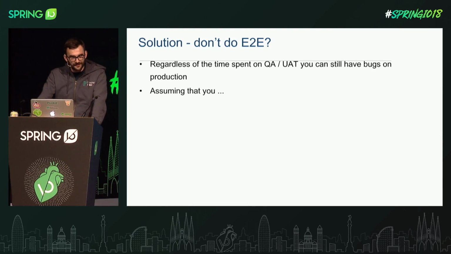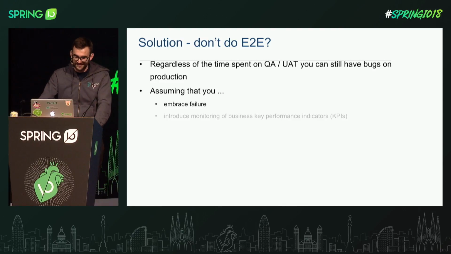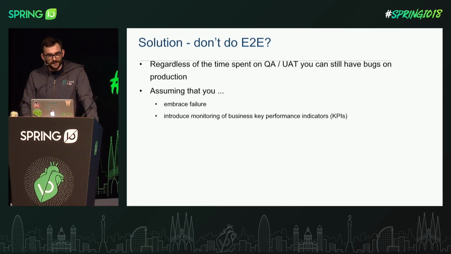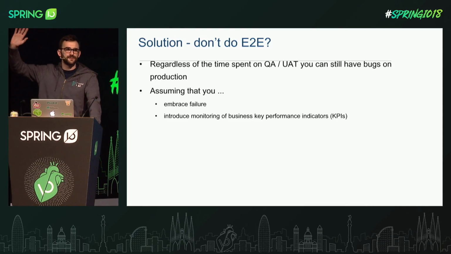So, assuming that you embrace failure, it's not going to really always work. Let's embrace that we're going to have problems, but small ones. And we introduce monitoring of our key performance indicators. So who actually has monitoring of the business aspects of their apps?